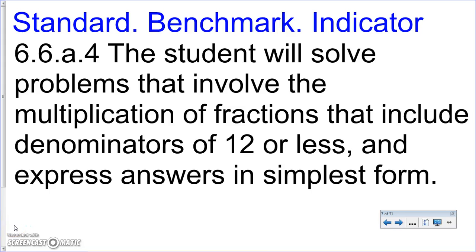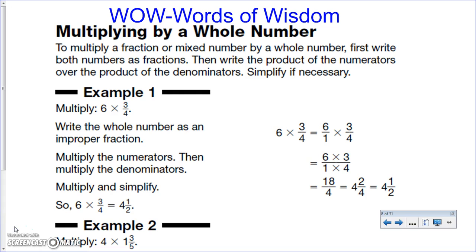Today we will learn how to multiply a fraction by a whole number. Please copy down the standard benchmark indicator on a clean page in your math notebook. The student will solve problems that involve the multiplication of fractions that include denominators of 12 or less and express answers in simplest form. Multiplying by a whole number.